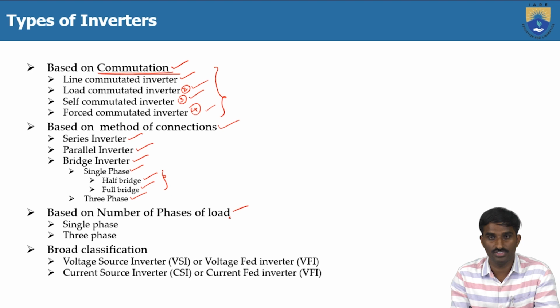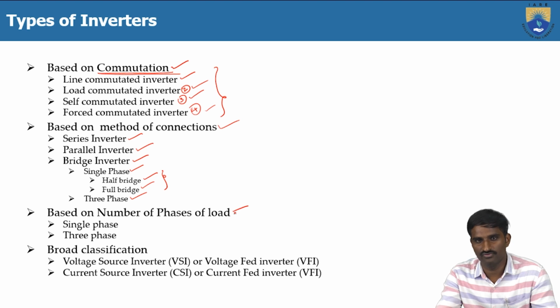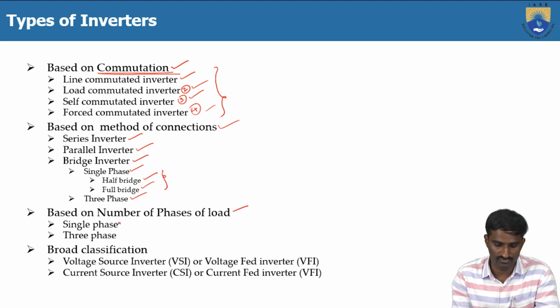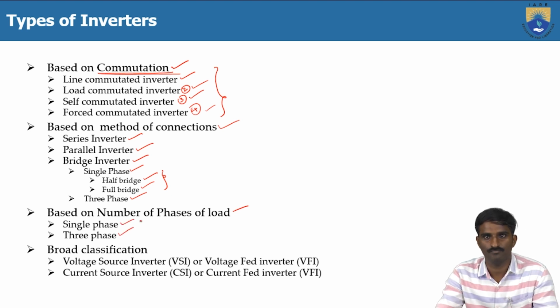And then, of course, based on the number of phases of the load. As we know, the input is DC, so DC doesn't have any phases like single phase or three phase. But the output is AC, so based on the load, whether you are using a single phase load or a three phase load, we can also classify inverters as single phase and three phase inverters.